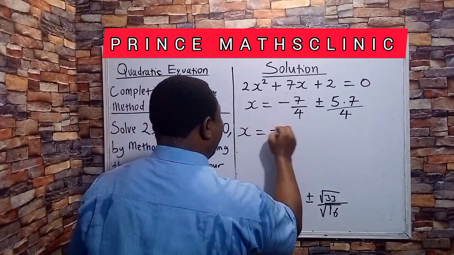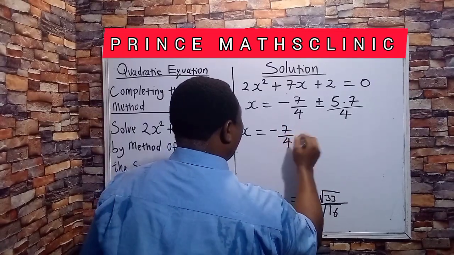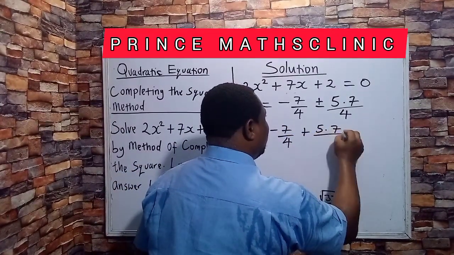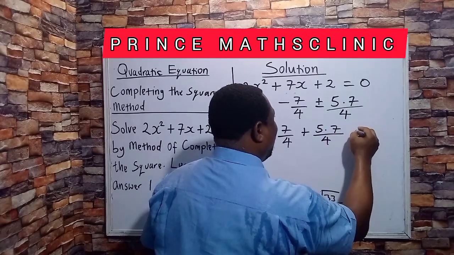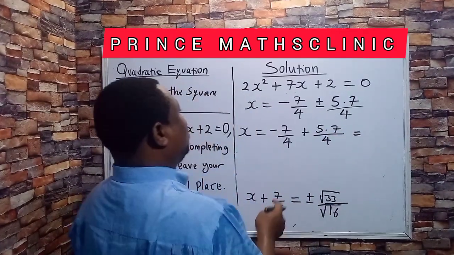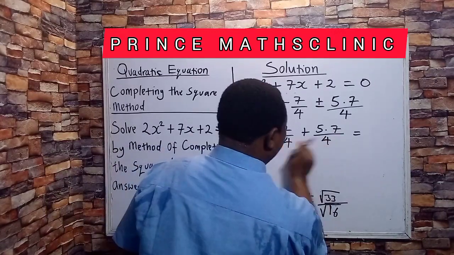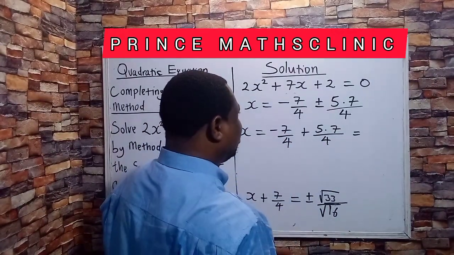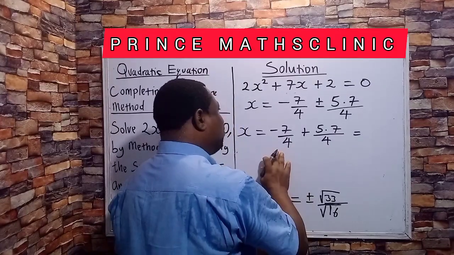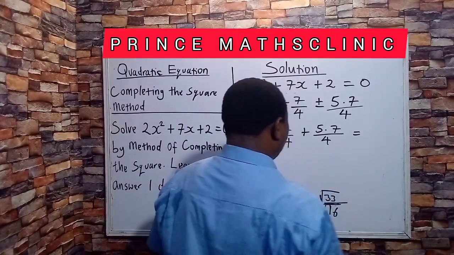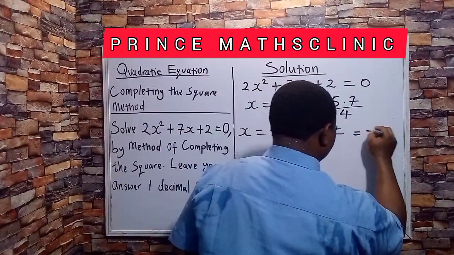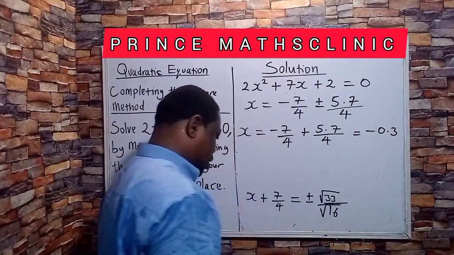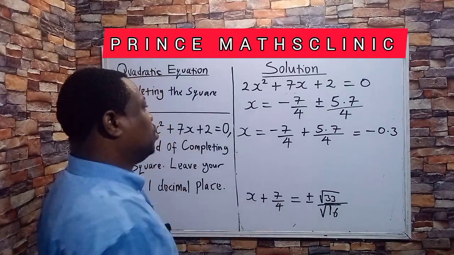X will now become minus 7 over 4 plus 5.7 over 4. Or, so simplify this. The denominators are both the same, so you can add the numerators together or subtract the numerators together. By the time you do this, you are going to get what? Negative 0.3. That's what you are going to get as your result.